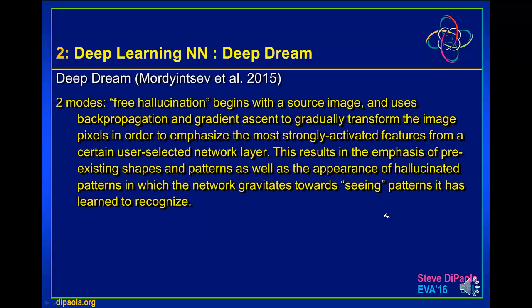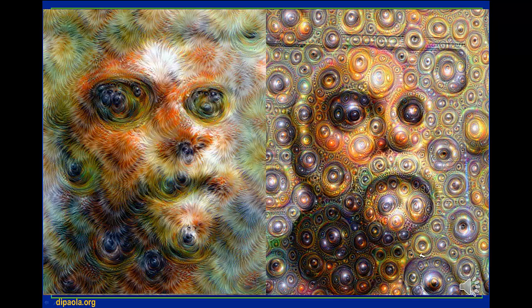This is Deep Dream that was developed by Google very recently, but we're changing it and using it in different ways. It's got 2 modes. It's got this free hallucination mode that begins with the source images and uses back propagation and gradient ascent to gradually transform the image to emphasize these strongly activated features, again at different levels. So let's look at that.